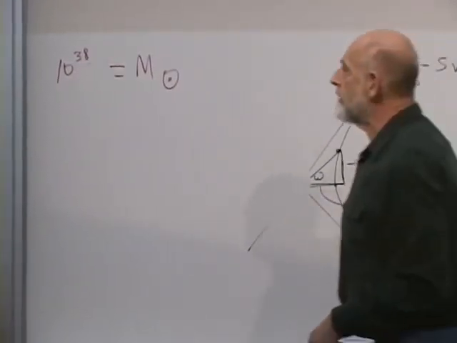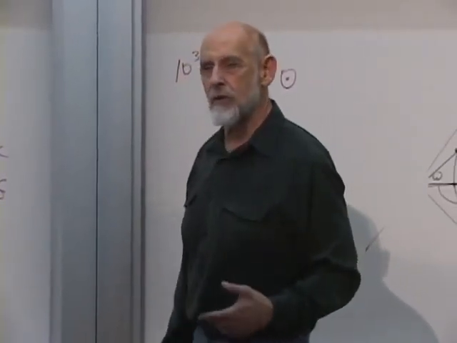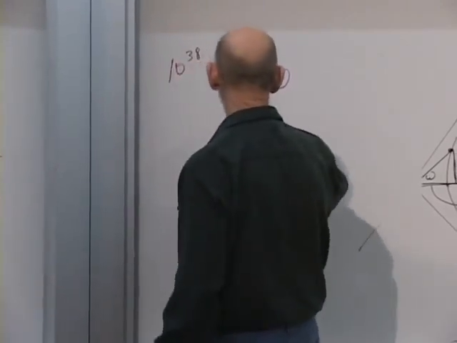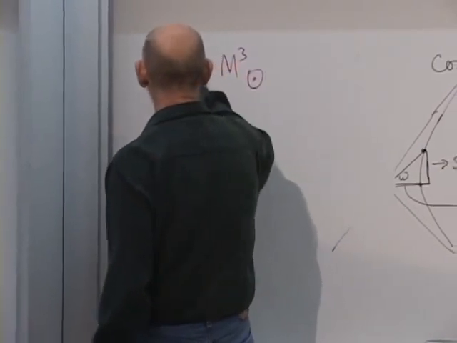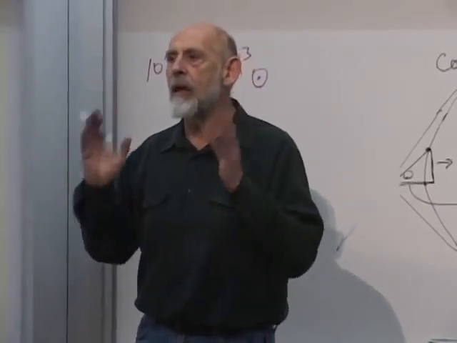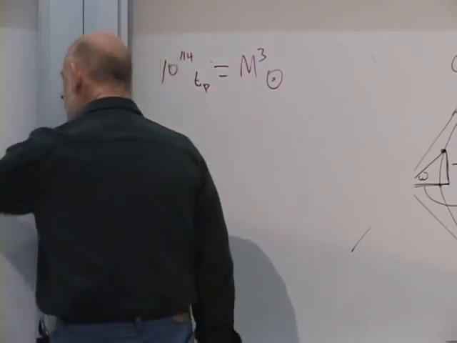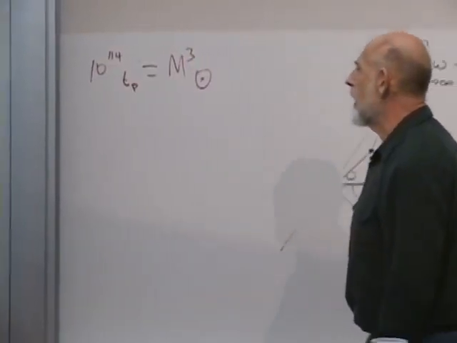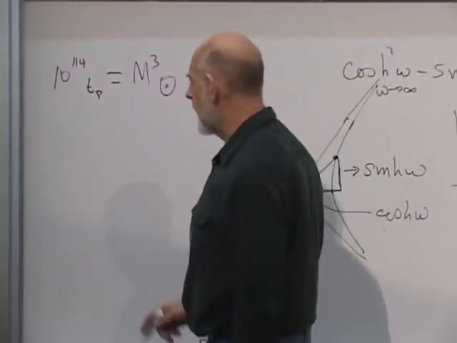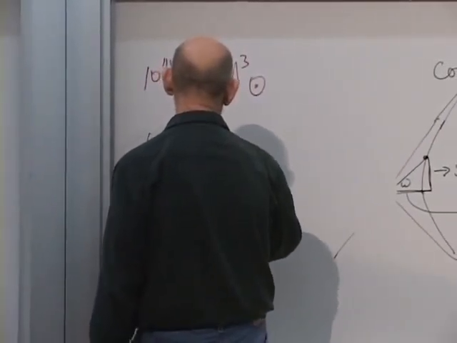What's the evaporation time? It's m cubed, so that's 10 to the, what's 38 times 3? 114. So m cubed is 10 to the 114. But 10 to the 114 what? Planck times. A Planck time is 10 to the minus 43 seconds. So how many seconds does this correspond to? 10 to the 71 seconds.